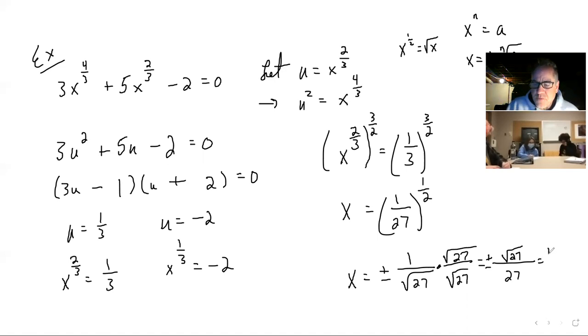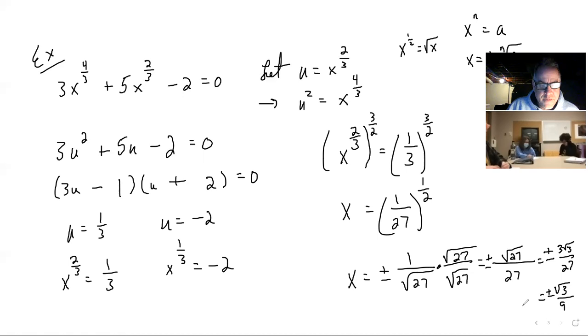So this turns into plus or minus 3 times the square root of 3 over 27, and then the 3 goes into 27 9 times. So ultimately I have plus or minus square root of 3 over 9. All right. So there's that.